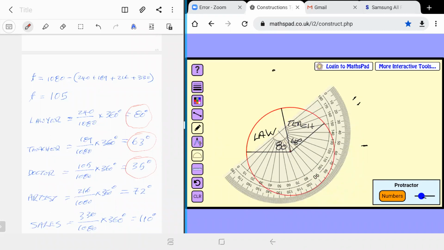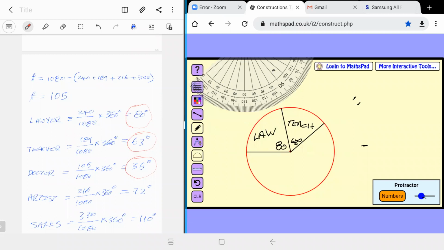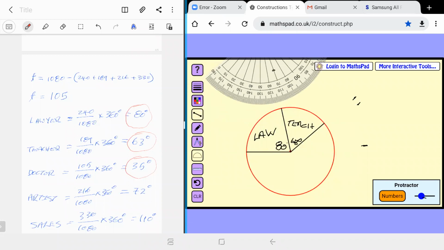So I'm going to move the protractor out of the way again, and I'm going to draw a straight line from the center out to that mark, 35 degrees. I'm going to bring it back right here and up here. 35 degrees, and that one is now for doctor. I must write doc, D-O-C, doc. That angle is 35 degrees. This is not so clean, but you get the picture.